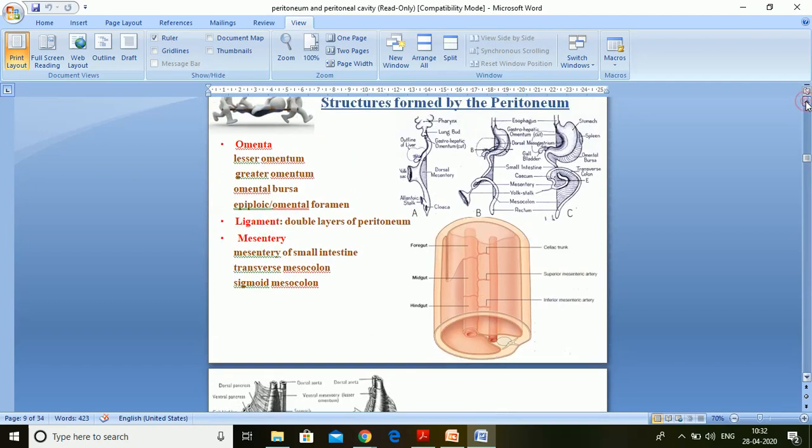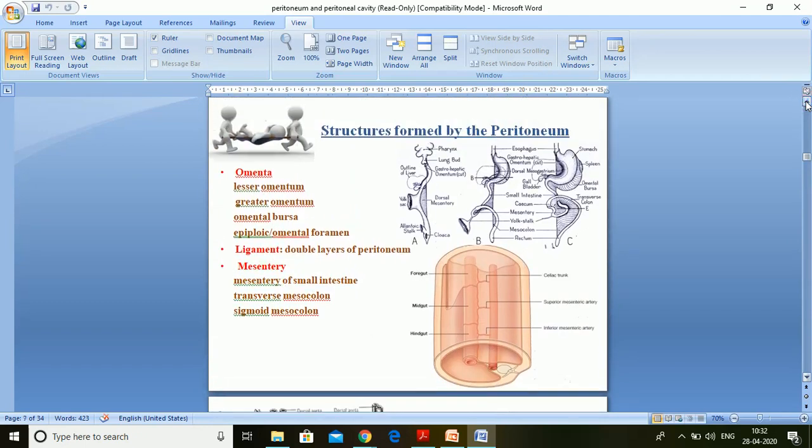So these are the different types of omenta seen within the peritoneum. The peritoneal cavity has omenta, which can be divided into the lesser omentum, the greater omentum, the omental bursa, and the epiploic foramen or omental foramen. The ligaments that we see will be double-layered peritoneum, and the mesenteries of the small intestine, the transverse colon and the sigmoid colon.